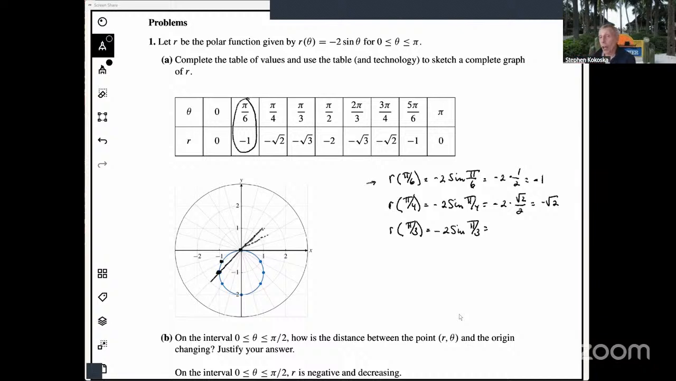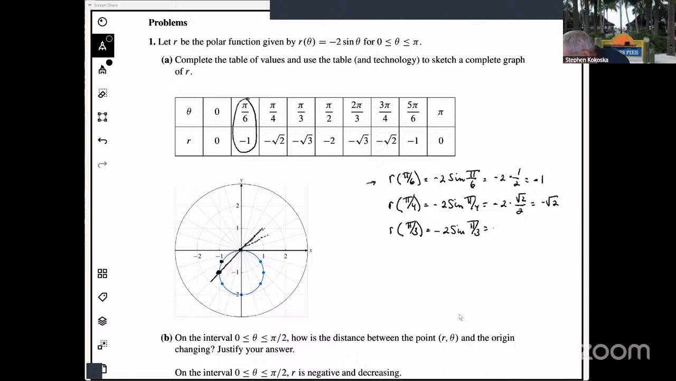And I'll just make an observation because I know what's coming here. I know that the square root of 2 is bigger in magnitude than 1. So it seems like r is getting bigger negative, if I can say it that way. It is decreasing. What happens when theta is equal to pi over 3?